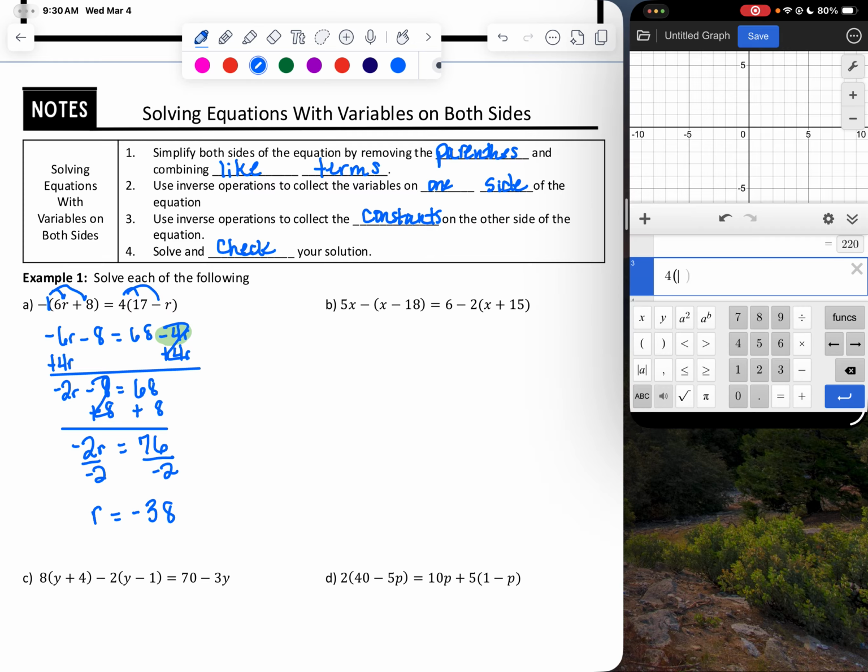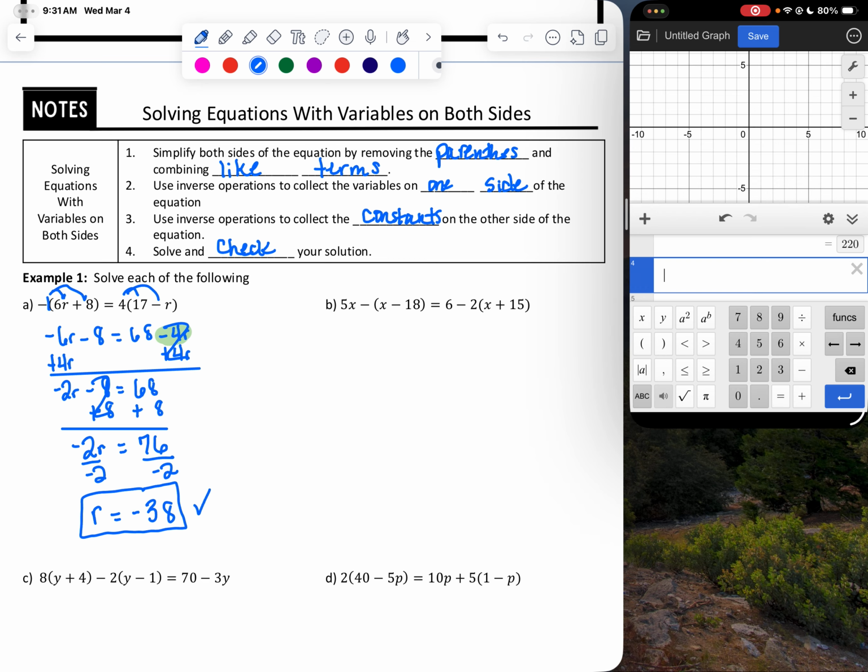All right, now I'll do the other side. 4 parenthesis 17 minus our solution, which was negative 38, close parenthesis. So notice that we got 220 on the left side and 220 on the right side. So this solution checks. It made both sides of the equation true. All right, let's look at problem B.